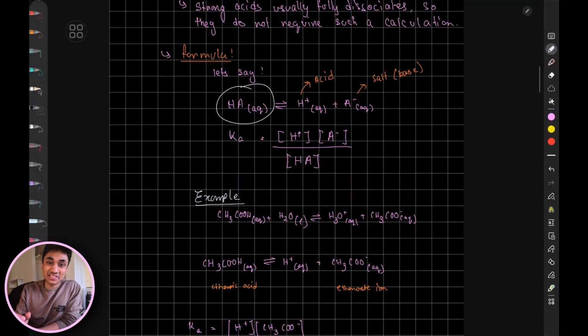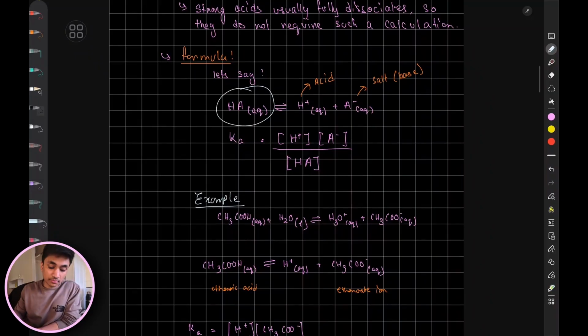But the examples I've taken, Cl minus and H2SO4, are from strong acids, but that is just what's in my mind. We're not working with strong acids, we're working with weak acids. So it could be methanoic acid, right? It could break down into H plus and methanoate ion, so a salt ion. So that is also possible. That's a weak acid. Okay, that's one example.